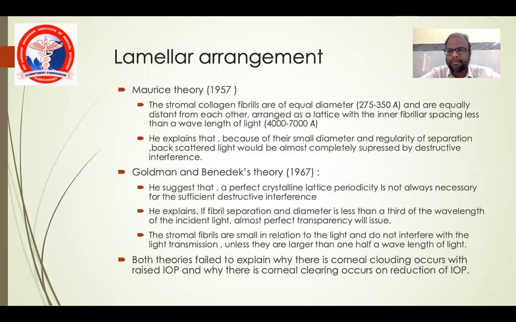But the major demerit or defect in these two theories is that both fail to explain why corneal clouding occurs during raised IOP, and why corneal clearing occurs on reduction of IOP. That is, when there is an increase in intraocular pressure, why does clouding happen? And when the intraocular pressure is reduced, why does the cornea regain its original transparency? This fact was not clearly explained by both the Morris theory and the Goldman-Benedict theory.